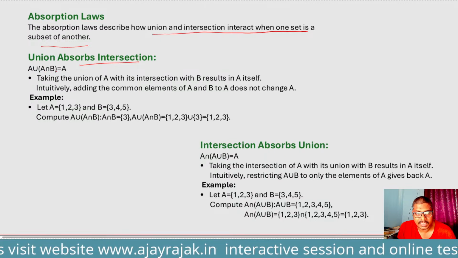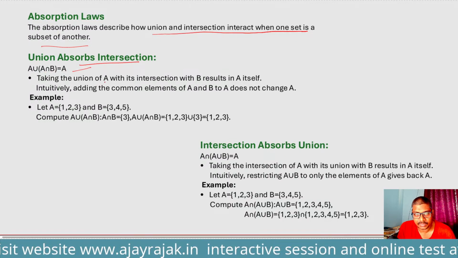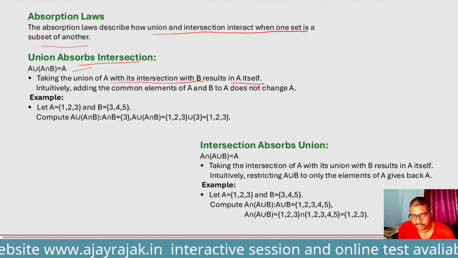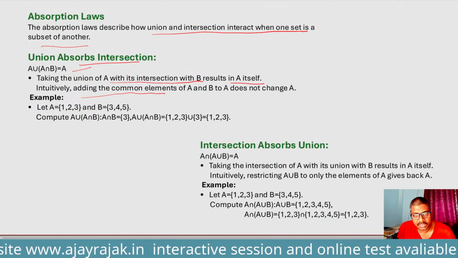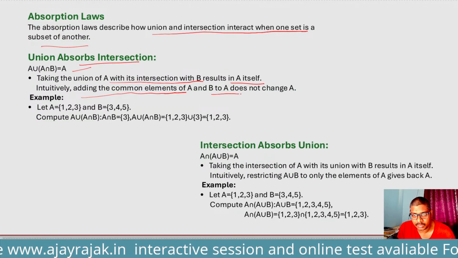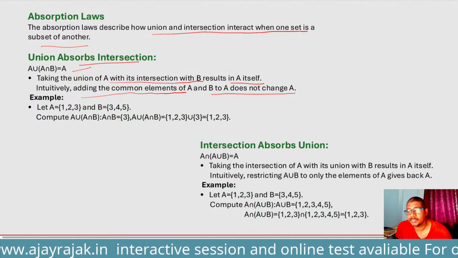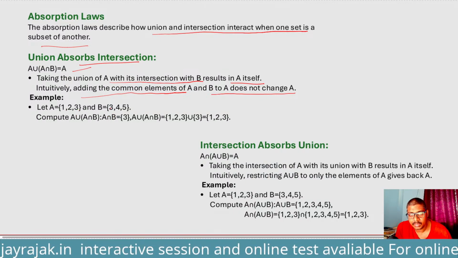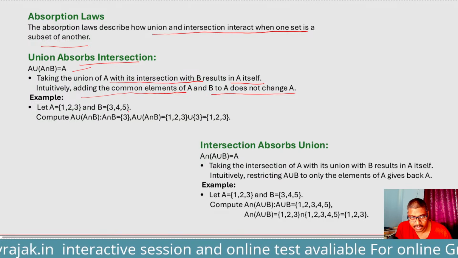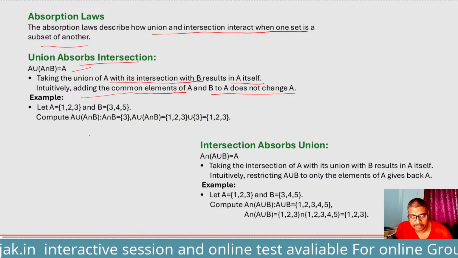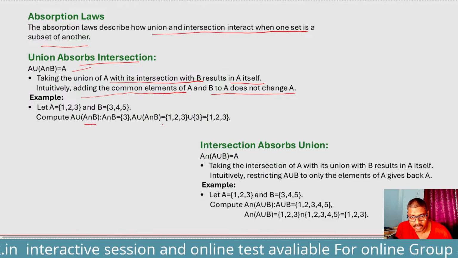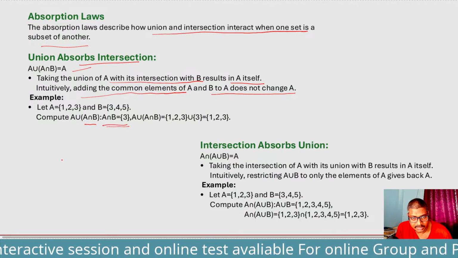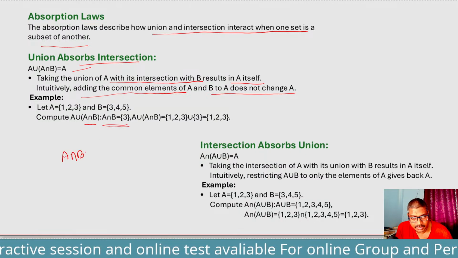So A union (A intersection B) is equal to A. Taking the union of A with its intersection with B results in A itself. So adding the common elements of A and B to A does not change A. For example, if we have set A with elements 1 2 3, and set B with elements 3 4 5, first we find A intersection B. What is our A intersection B? It is 3. You can see the 3 is common.